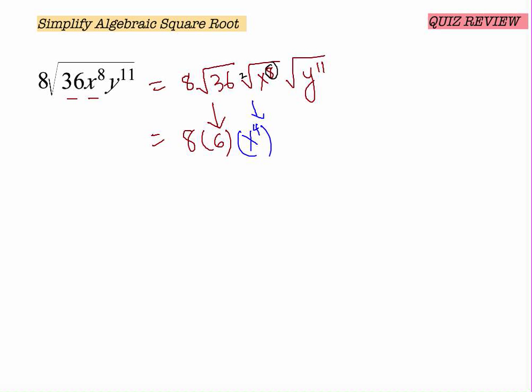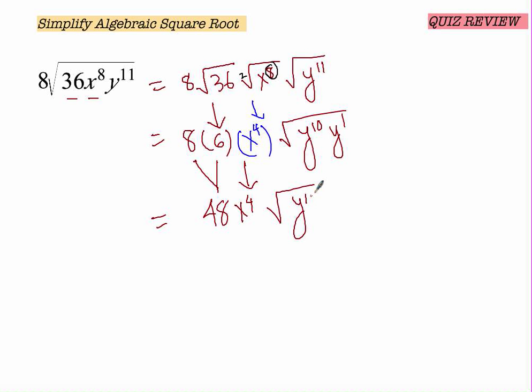Now to simplify this last term, we need to rewrite it as y to the power of 10 and y to the power of 1, which multiply to make y to the power of 11. So let's go ahead and simplify. We will have 8 times 6, that's 48. We have this x to the power of 4. Let's split this: it's the same thing as the square root of y to the power of 10 and the square root of y to the power of 1.